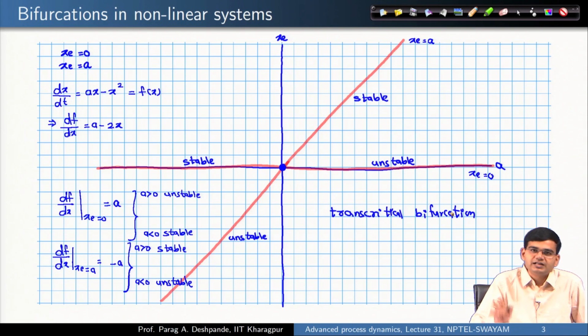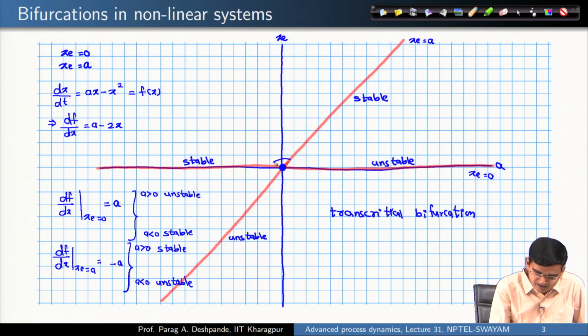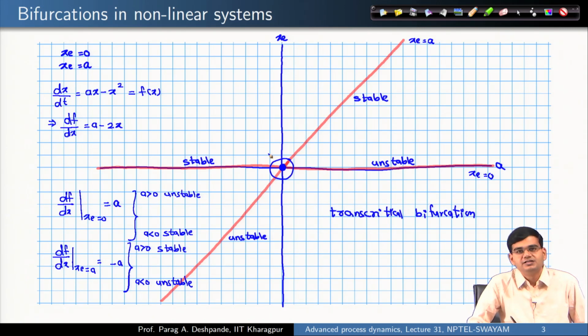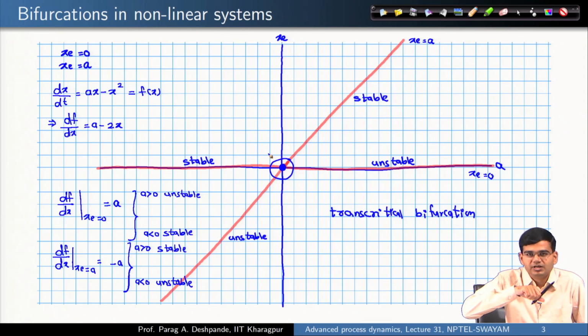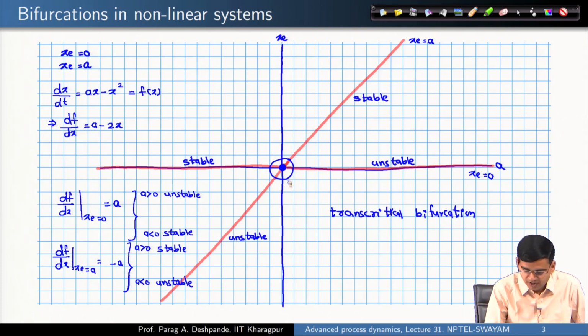And what would you call that particular point where these two curves meet, where you go from stable to unstable, unstable to stable, and so on? You would call this point the critical point.